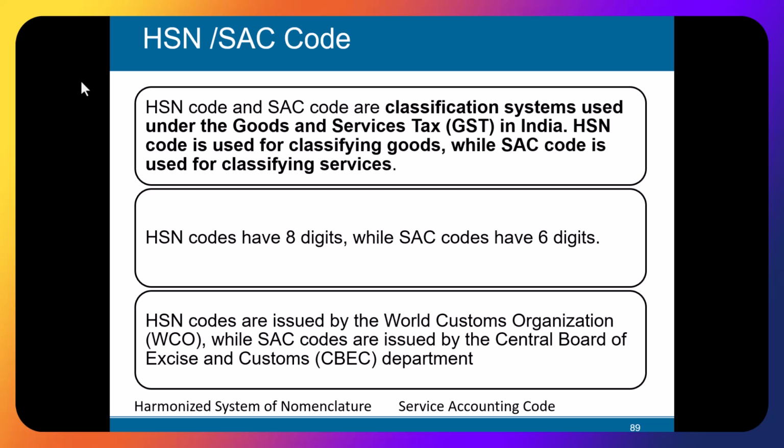HSN codes are issued by the World Customs Organization (WCO), while SAC codes are issued by the Central Board of Excise and Customs (CBEC) department. Now, of course, excise is just limited to petroleum products or maybe one or two products. And this is our own Indian body which has given codes for the services as well.